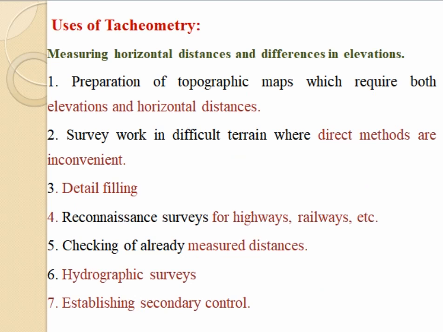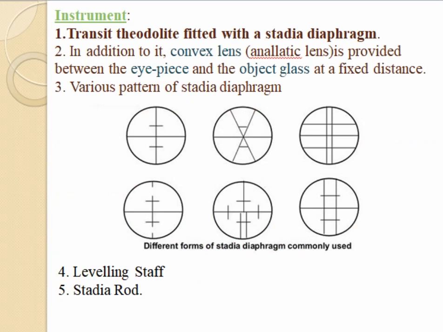Uses of tachyometry: first, as you know, horizontal and vertical distances; preparation of topographical maps, which require both elevation and horizontal distance; survey work in difficult terrain where direct methods are inconvenient; detail filling; reconnaissance survey for highway and railway; checking of already measured distances; hydrographic survey; and establishing secondary control. In those conditions you can use tachyometry. Then the stadia diaphragm: a transit theodolite fitted with a stadia diaphragm. These are the different stadia diaphragms.